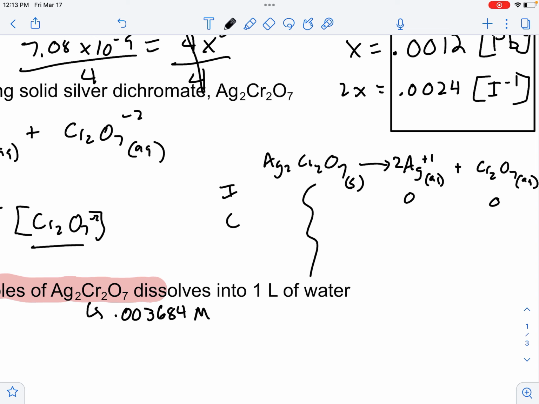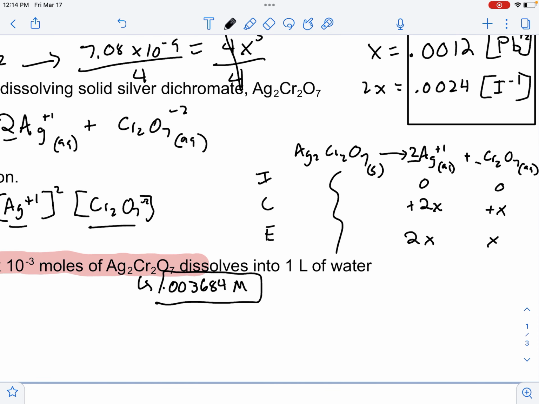So the silver can only go up from 0, and same with the dichromate. And this is going to go up at a rate of 2x and x, and that x and 2x is determined by the coefficient that's in front of the ion. So then our equilibrium is just going to be 2x and x.